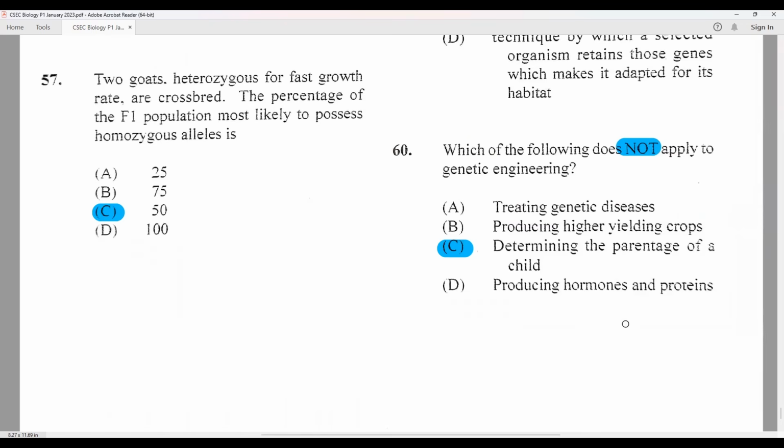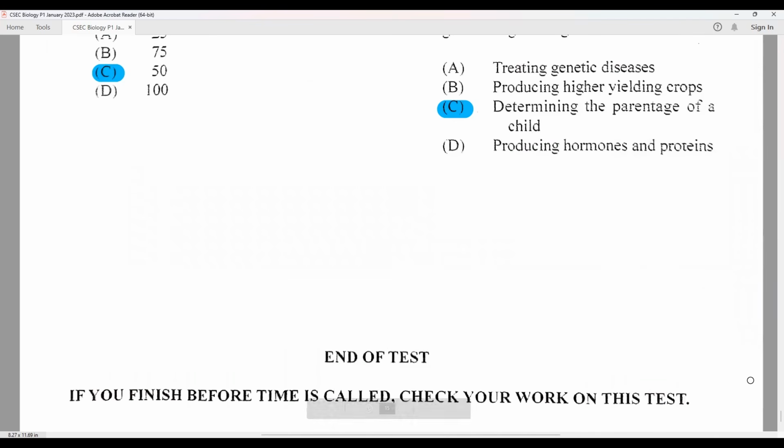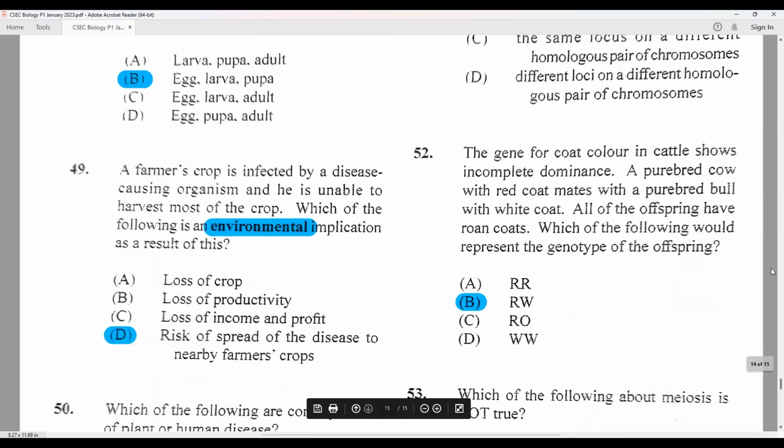And this brings us to the end of the January 2023 Biology Paper 1.